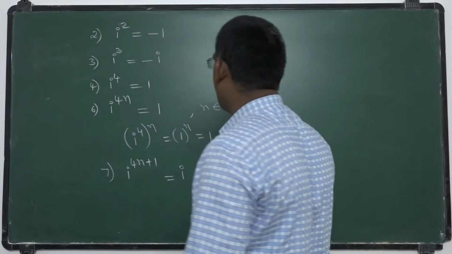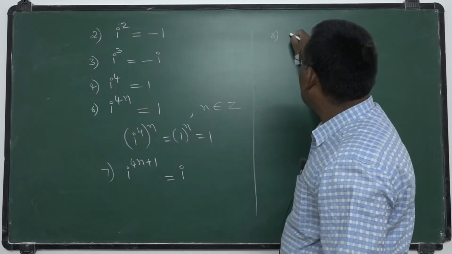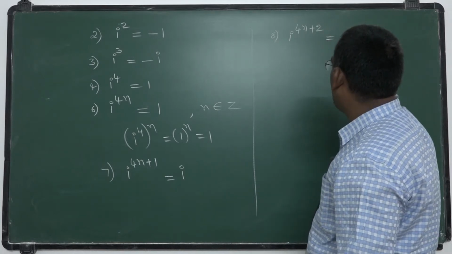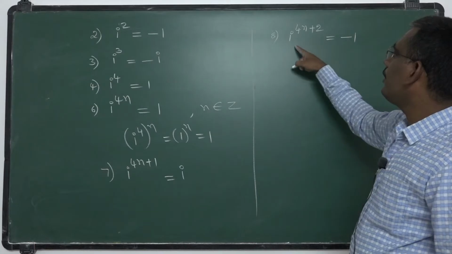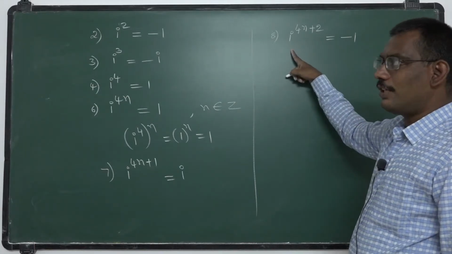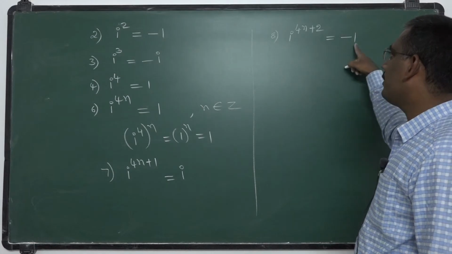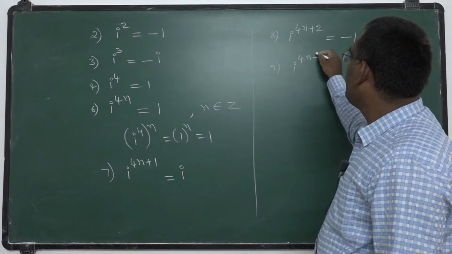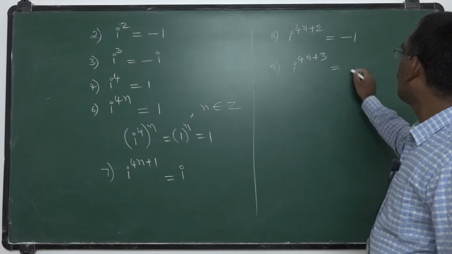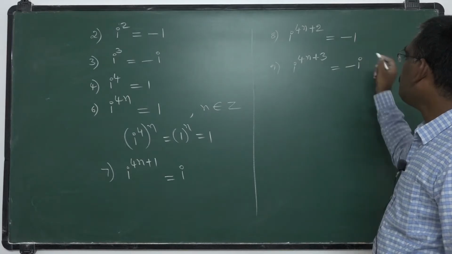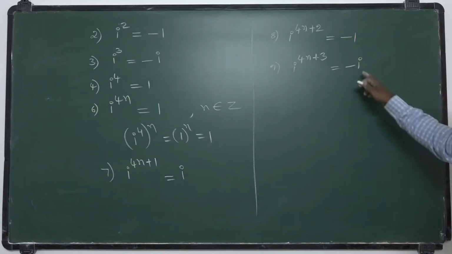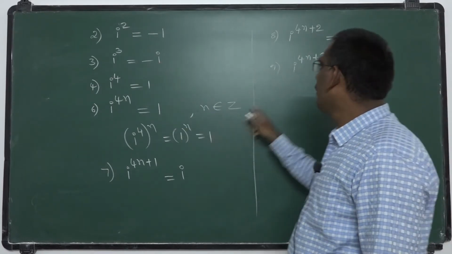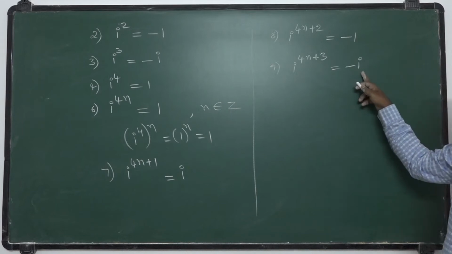Next point, i^(4n+2) is equal to minus 1, because i^(4n) into i squared, i^(4n) is 1, i squared is minus 1, 1 into minus 1 is minus 1. Next point, i^(4n+3) is equal to minus i, because i^(4n) into i cube, i^(4n) is 1, i^3 is minus i, 1 into minus i is equal to minus i.